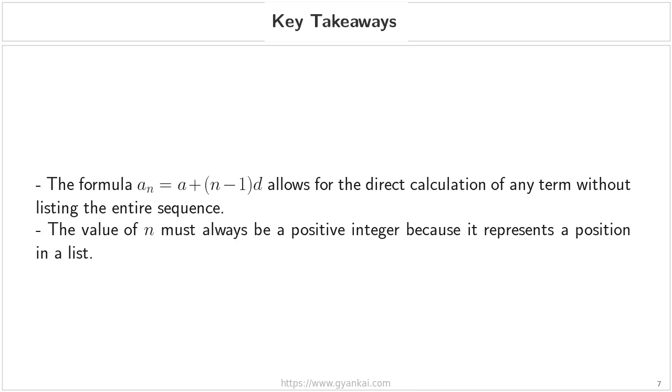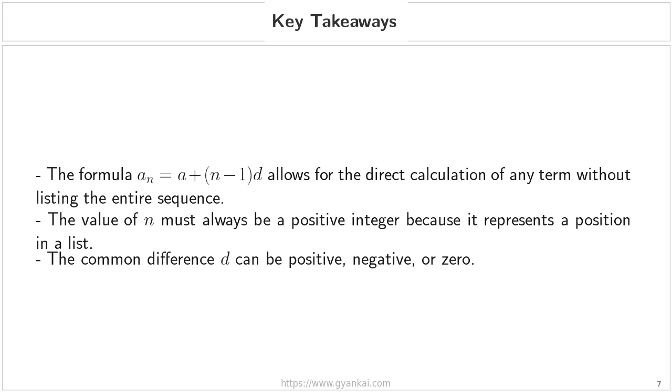Second, keep a close eye on your n value. The variable n represents the position of the term in the list, so it must always be a positive integer. You can't have a negative second term or a fractional 10th term. It always refers to a specific whole number position.